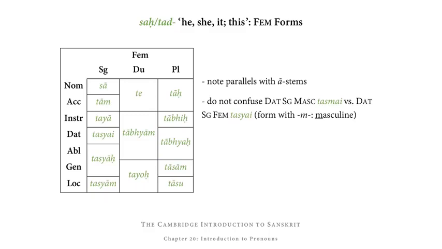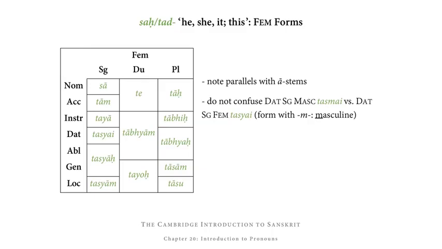In the singular, on the other hand, there are a couple of unexpected or new endings. In the nominative singular, we have sa. So once again, we have a form that does not begin with a T, but begins with an S, sa. The rest of the forms do begin with a T, though, and so we get tam, taya, tasyai, tasyach, tasyach, tasyam. Again, there is some overlap with forms that we already know, but probably not enough.